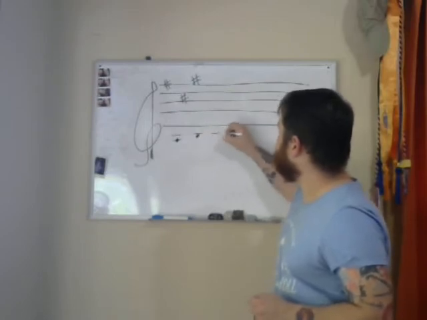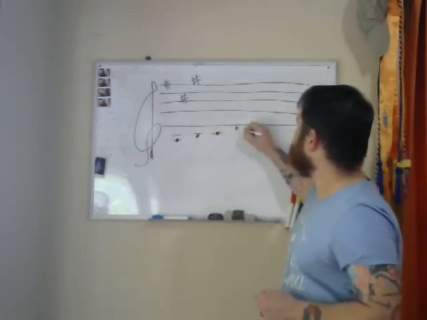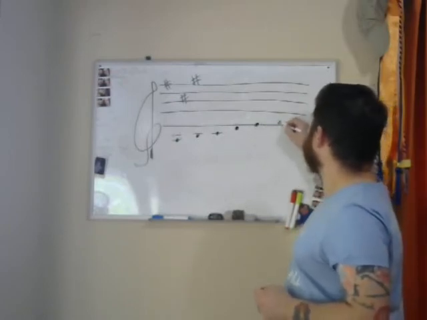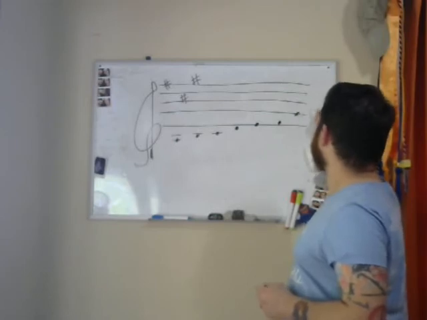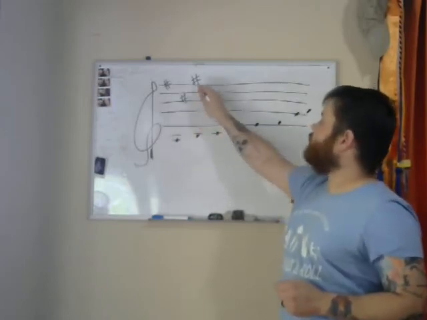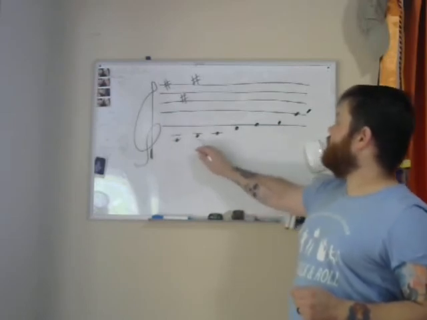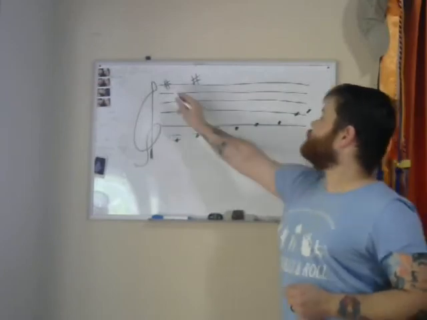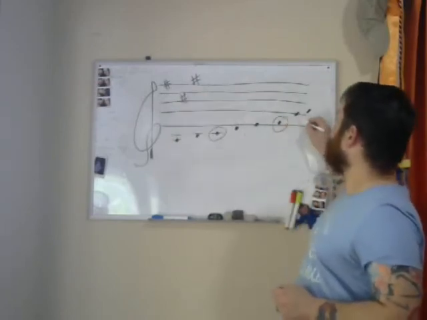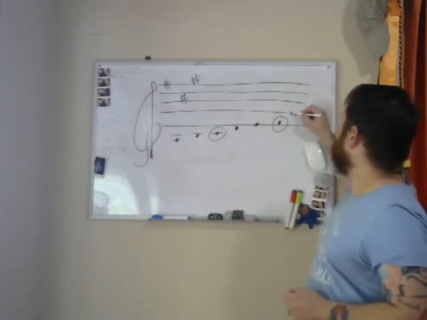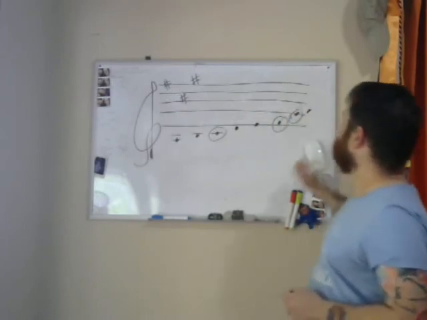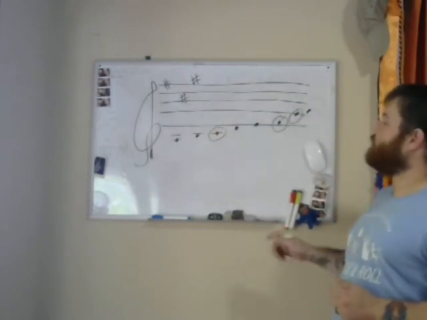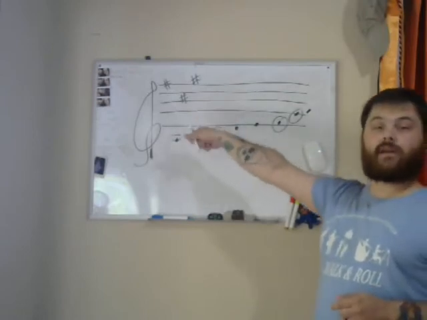B, C, D, E, F, G, and A. But these are going to be raised. So you have A, B, C sharp would be right here. D, E, F sharp would be right here. And G sharp. And we're not going to write the accidentals in the scale because it's already written for you at the beginning of the music.